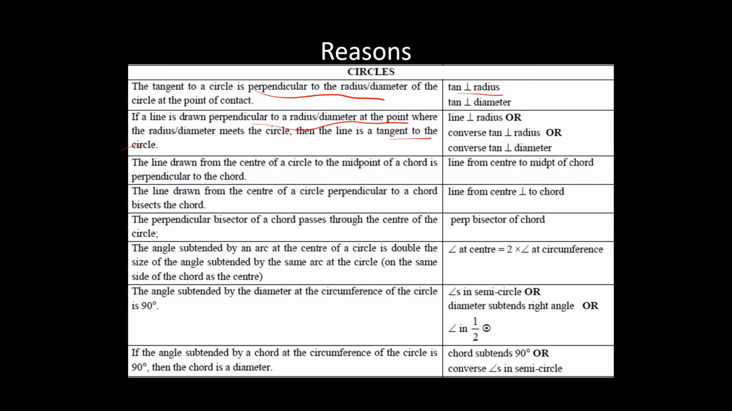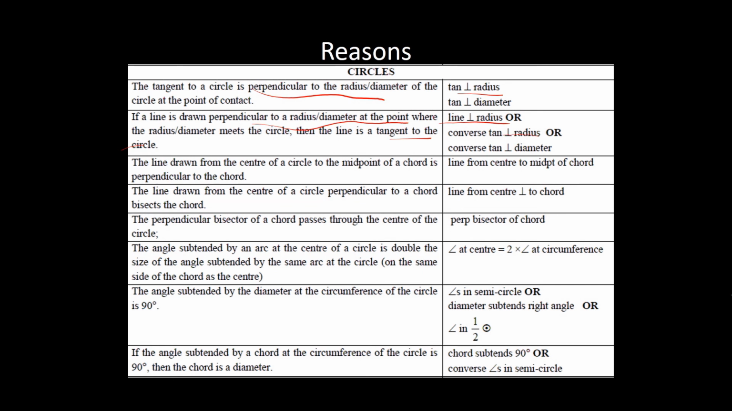It's the third or fourth one. If a line is drawn perpendicular to the radius, then basically what it's saying is where they meet, if that angle is 90 degrees, then that line must be a tangent to the circle. The reason you would use there is line perpendicular to radius, or the converse of the tangent perpendicular to radius theorem.